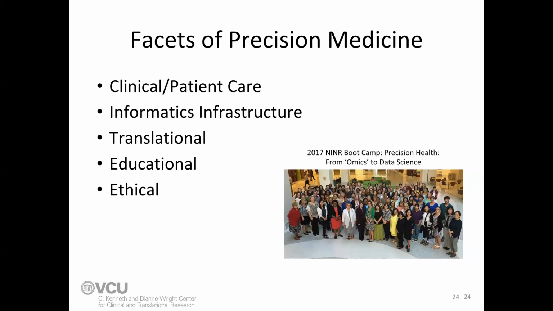Then you have informatics infrastructure, where you need computational infrastructure to store and organize and process and secure patient data. Then you have the translational aspect, where you have bench discoveries that you're making in the lab, but they're not directly applicable to application in the clinic. You have to go through this translational process to be able to take those bench results and help the physicians understand how those results may impact their patient.